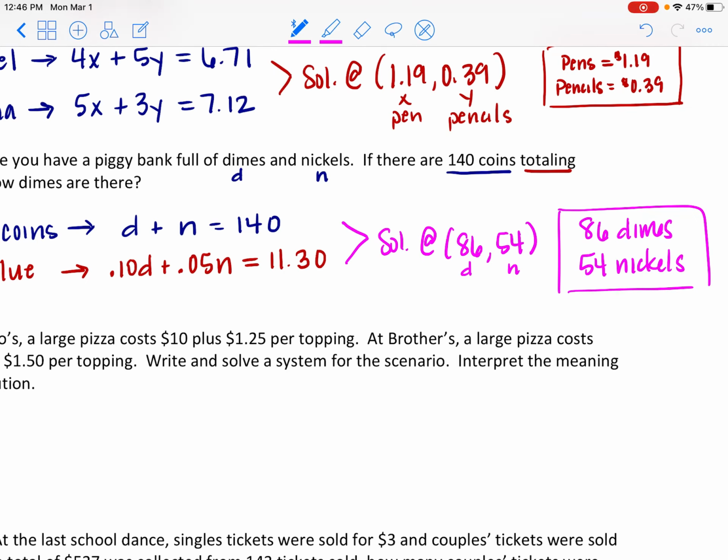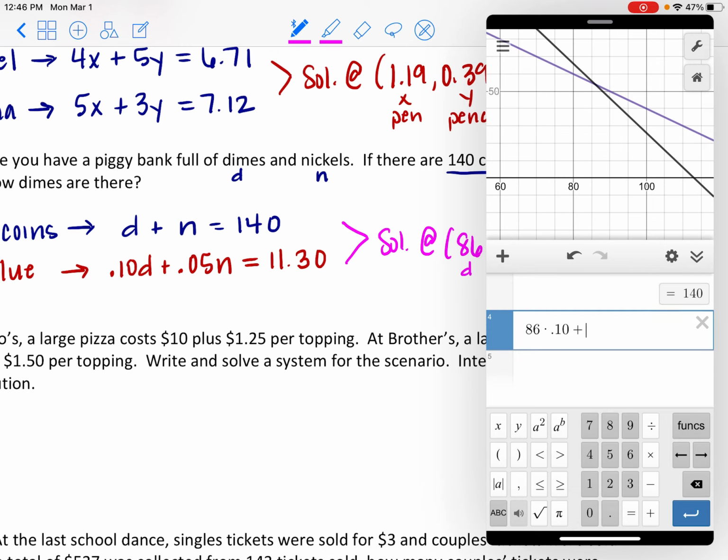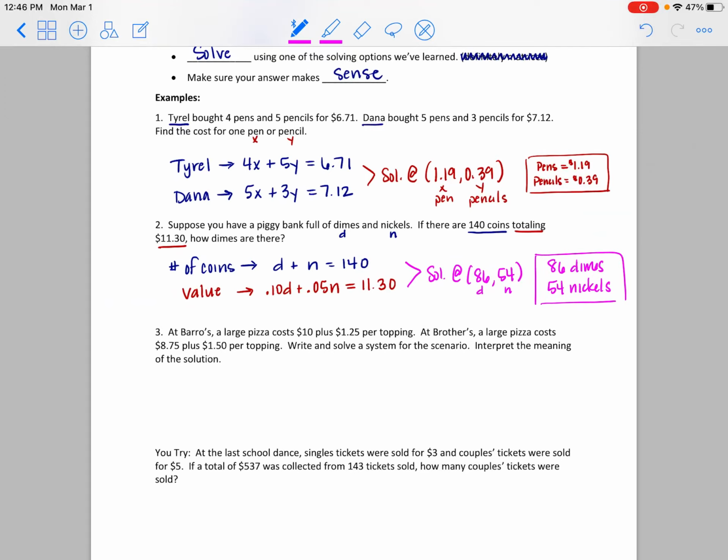Okay. Now I didn't check the last one, but I suppose I should, and I want to reinforce that you should be making sure that your answers make sense. If you add 86 dimes and 54 nickels, that's 140 coins. 86 dimes at 10 cents a pop, and 54 nickels at 5 cents a pop does total $11.30. Okay, so you can check your work to make sure it makes sense for your problem.